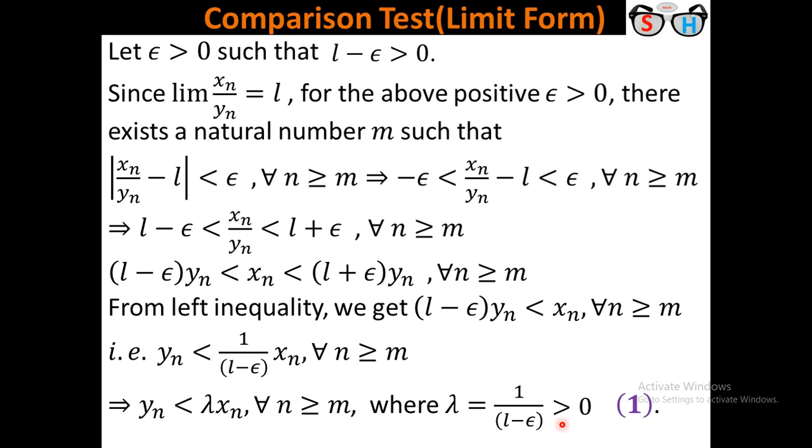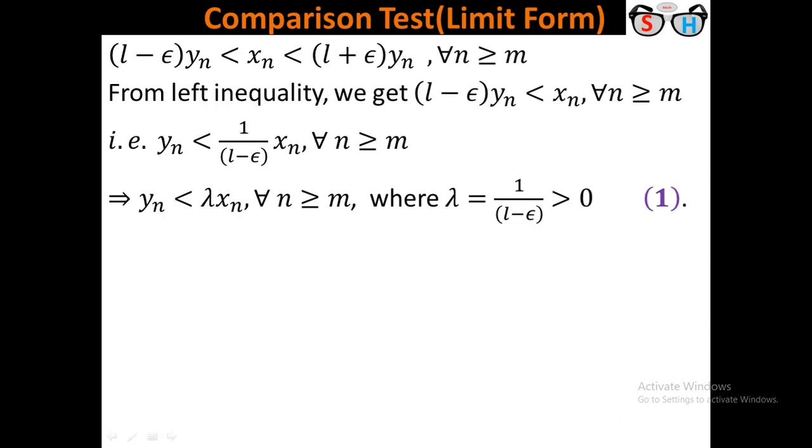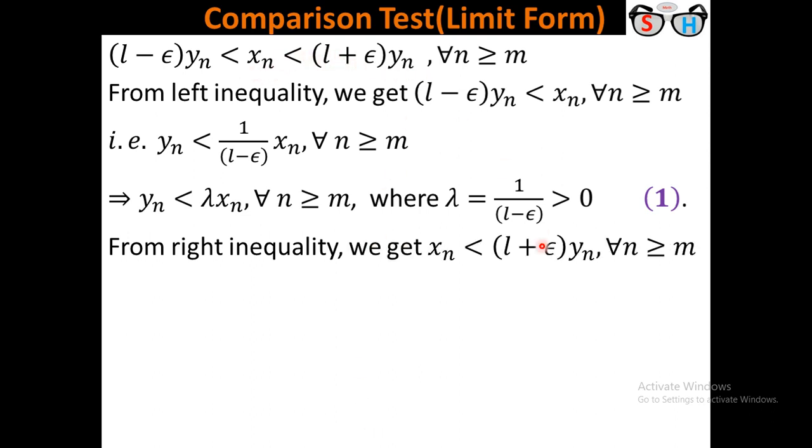So if you take L minus epsilon as negative, you cannot use the comparison test in that relation, because in the comparison test the constant must be positive. That relation holds for all n greater than or equal to m. So you can use the comparison test in equation 1. However, from the right inequality we get xn less than L plus epsilon for all n greater than or equal to m.